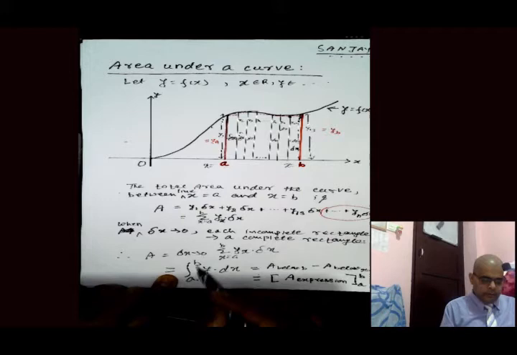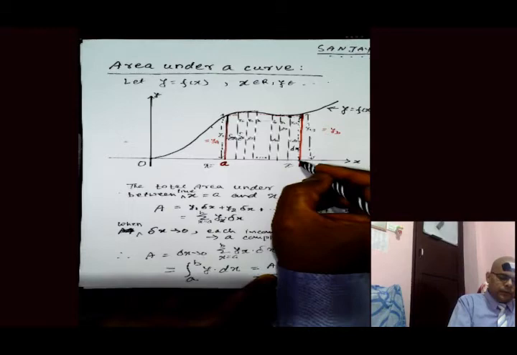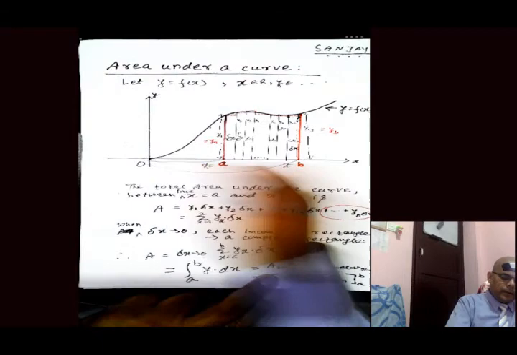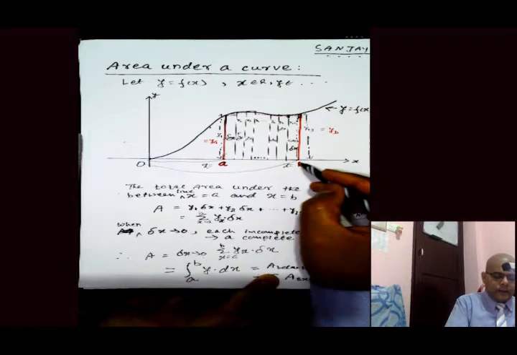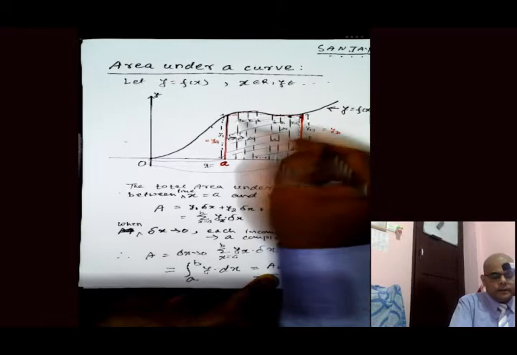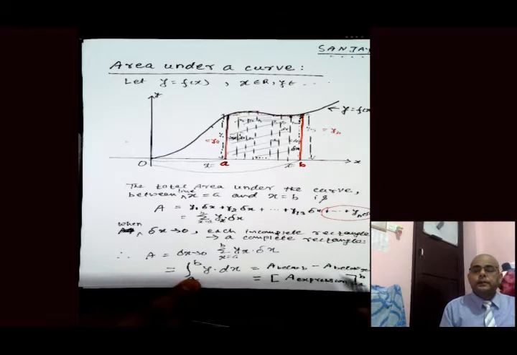Now, when you get this integration, how do you find the area? First of all, you take the area below x equals a, then the area below x equals b. When you deduct the area below x equals a from the area below x equals b, then you will have the area of this shaded region. All right, so therefore first we take the value at the upper limit, that is b, and then we take the value at the lower limit after the function is integrated.